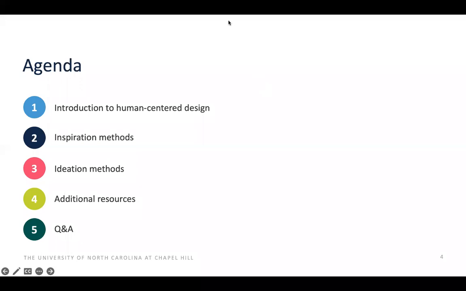For the agenda, as was sent out, we will go through an introduction to human-centered design, and then I will give you all concrete tools and the inspiration and ideation methods that you can integrate into your future work. I will end with additional resources and peer-reviewed literature so that you can read up on your own, and then host Q&A at the very end.